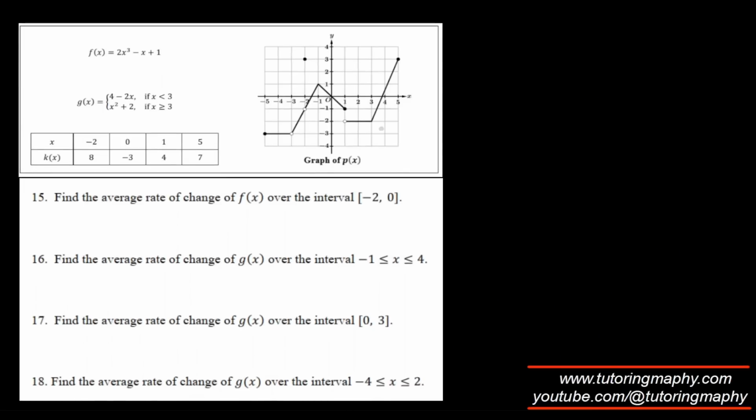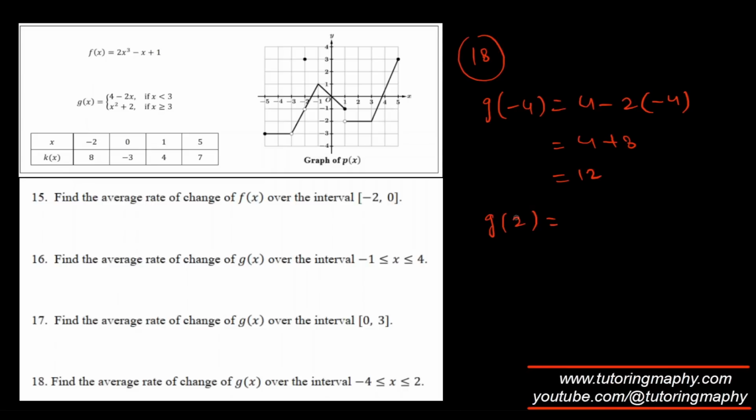Question number 18. Again, it's the same thing. We just need to find g of -4. So g of -4 is again less than 3. If you put -4 here, that's going to look like 4 minus 2 times -4, which is 4 plus 8, which is just 12.